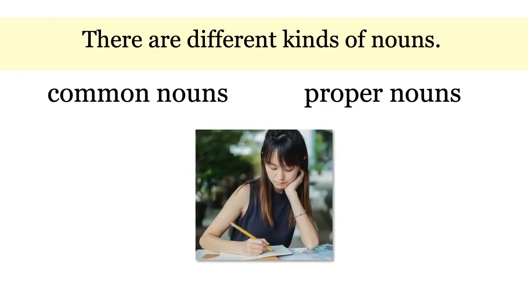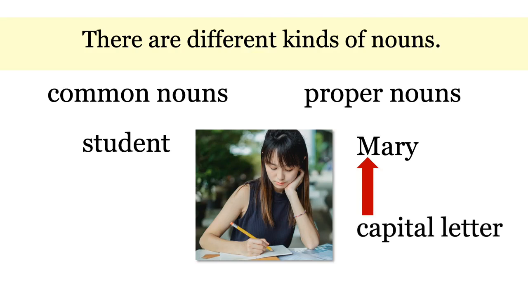Here is an example. Here is a student. The word student is a common noun. If we give this student a name, Mary, Mary is the name of the student. Mary is a noun, but it is a proper noun because it is a name. Notice the capital letter. We always use capital letters for proper nouns. But do you see student? We don't use a capital letter for the word student because it is a common noun, not a name.